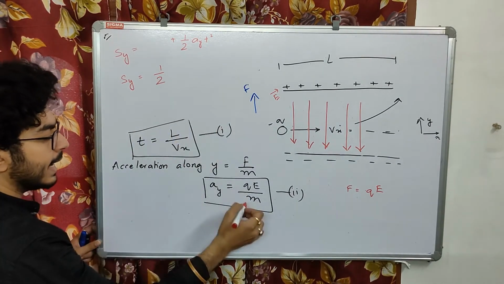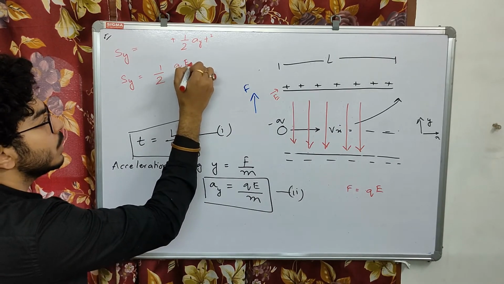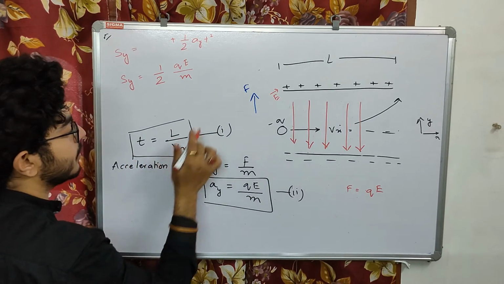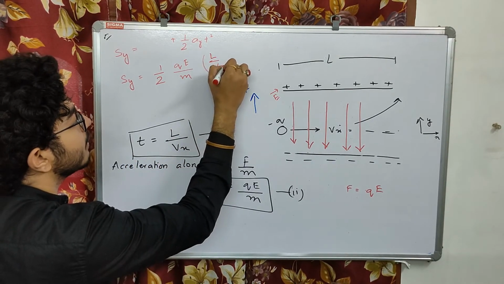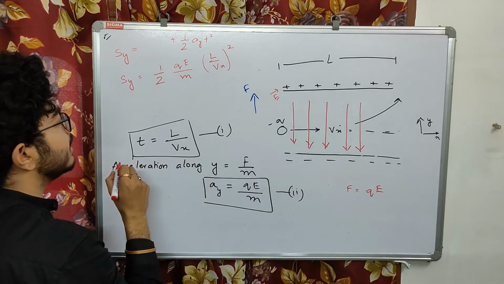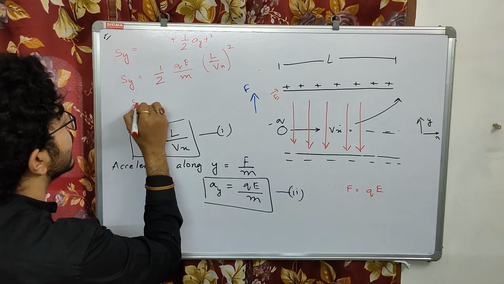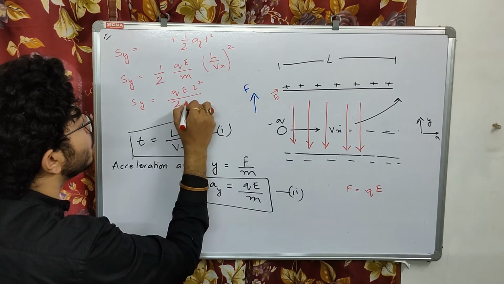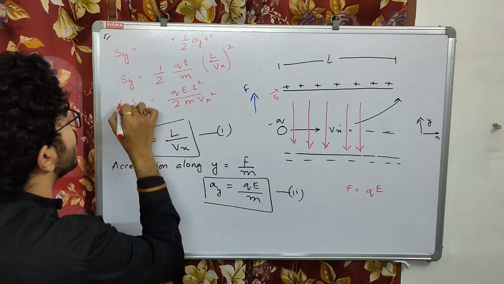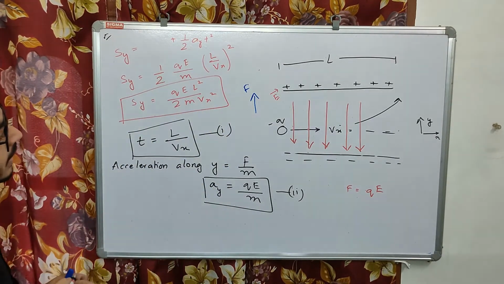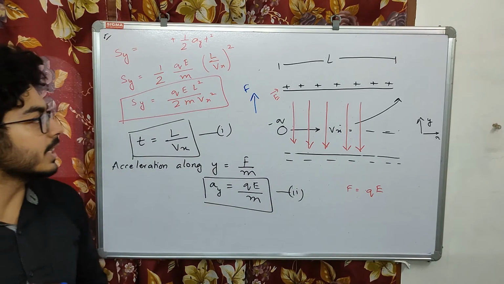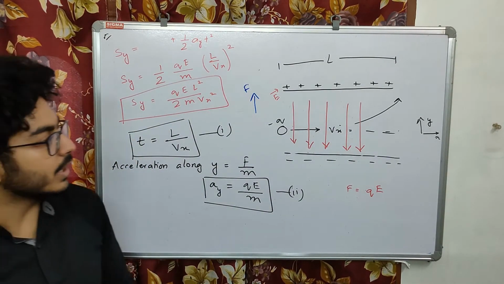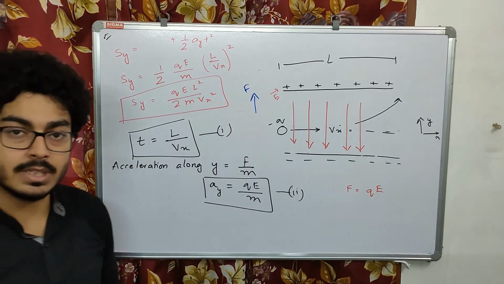So what is a? a equals QE by m, and t equals L by Vx, that is L by Vx whole square. So ultimately we get S equals QE L square by 2m Vx square. So I hope this was what the deflection was all about. This is the deflection we have got. Clear? Note it down in your copy. I think this is clear to everyone. If you have any problem, please write in the comment section.